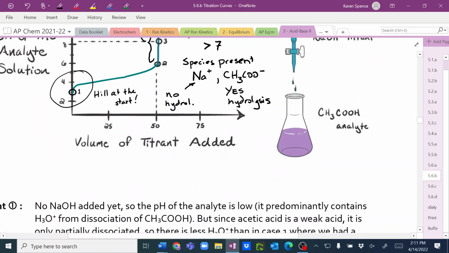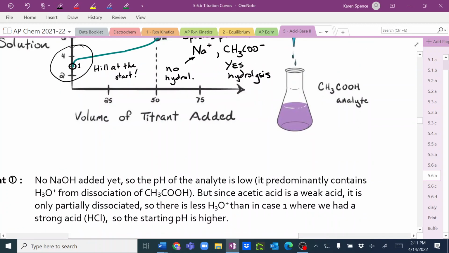Okay. So at point number 1, there is no NaOH added yet, so the pH of the analyte is low. One other thing that we didn't notice: do you remember how in our last one the pH was 2 at the beginning? Here it's not 2, it's 3. And that's because you have a weak acid instead of a strong acid, so it is less dissociated. Yes?